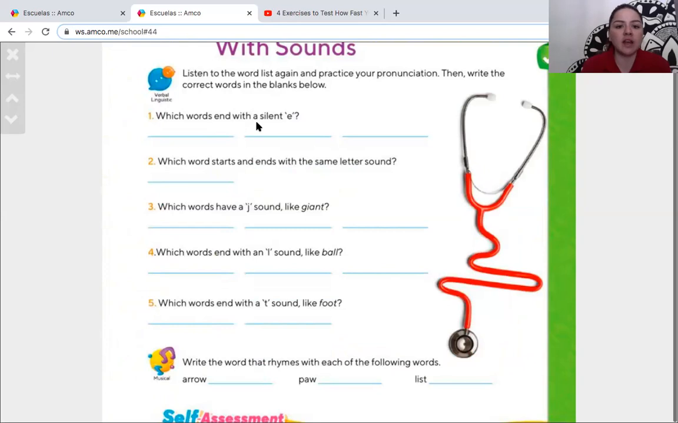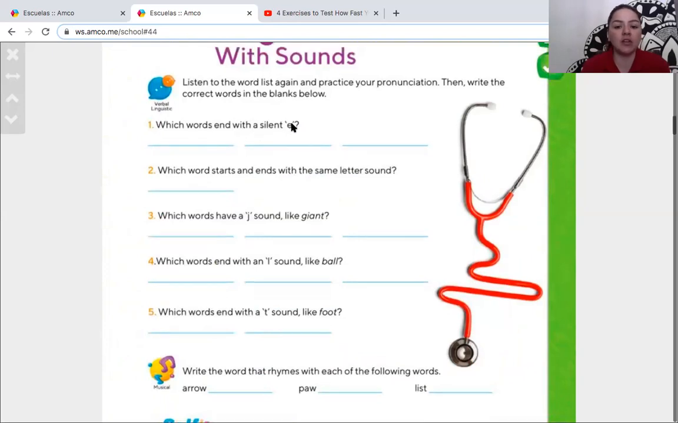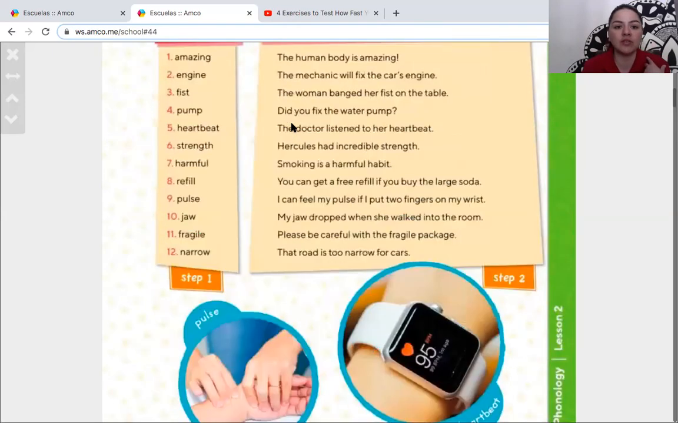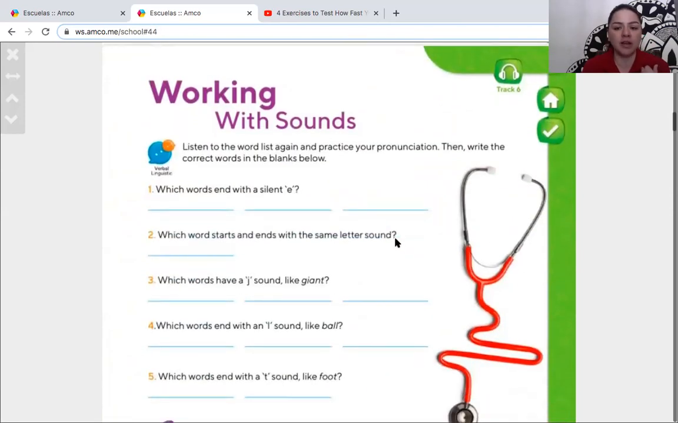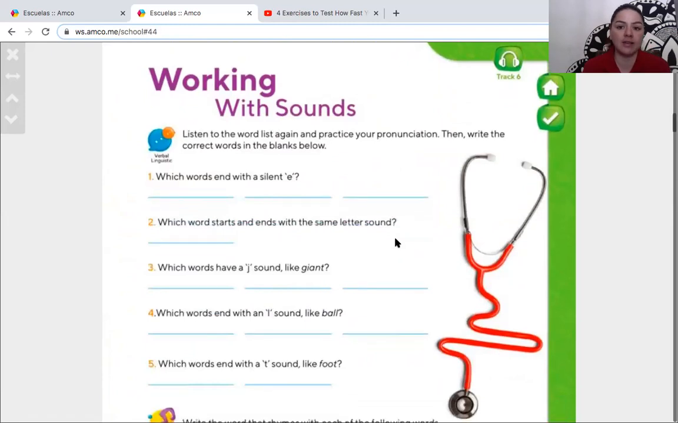Which words end with a silent E? Well, you must listen, okay? Which words, for example, engine. You don't say engine with the E, and it's a silent final E. And pulse is another, so you need to look for the third one, okay? I will play the track again so you can listen.